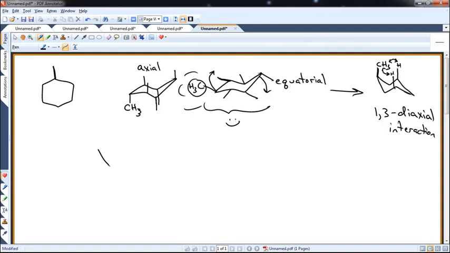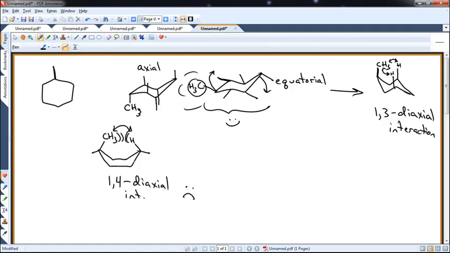Well, what about the boat? If I had the boat, and I put a methyl group here, unfortunately, there's also something on this side. So when you make the boat, you'll notice that you have this interaction now, right? This is called a 1,4 diaxial interaction. You notice all the diaxial interactions are bad. And that's also bad. In fact, it's even worse than the 1,3 diaxial, because if you build the boat and you put another methyl group here, they can actually occupy the exact same space, and that's terrible.